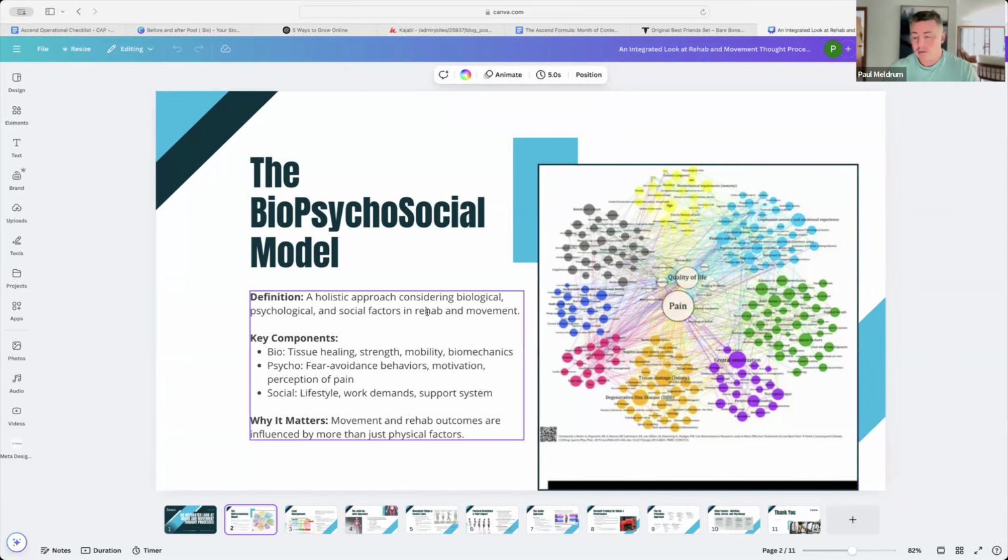So the biopsychosocial model is a holistic approach which considers your biology, your psychology, and social factors in your rehab and movement. So key components to look at, and I'm going to give you some practicals now. First one is biology or biomechanics: tissue healing, strength, mobility, biomechanics. Anyone who says these things don't matter for pain is wrong. It just means they don't matter all the time.